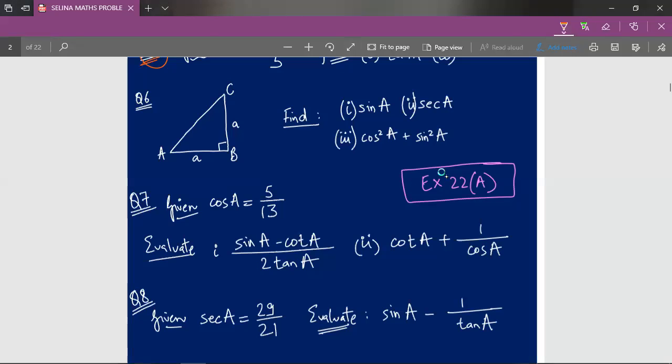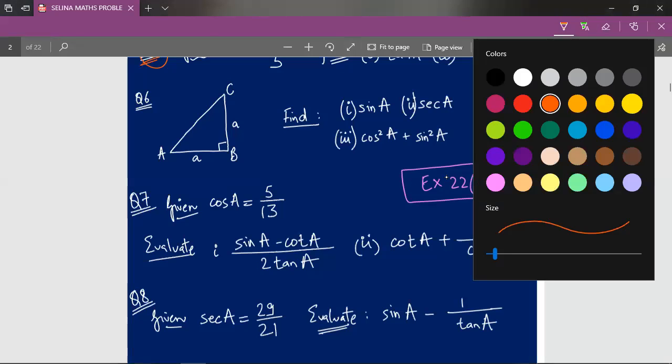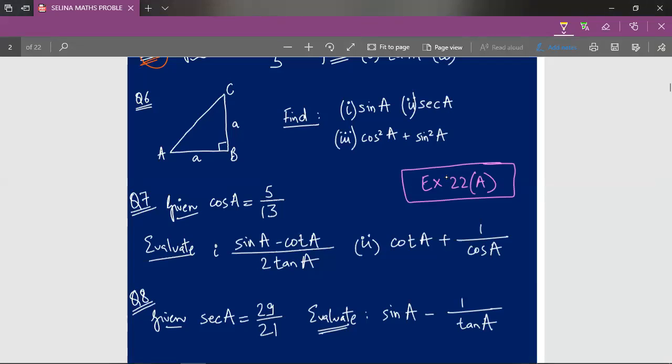That is, our sixth question states that there's a triangle given, and find sine A. So sine A with respect to angle A, which is to the ground, is perpendicular upon hypotenuse. So first we have to find our hypotenuse. So we'll solve this on the whiteboard. So this is our sixth question, and all we have to do is draw a figure.